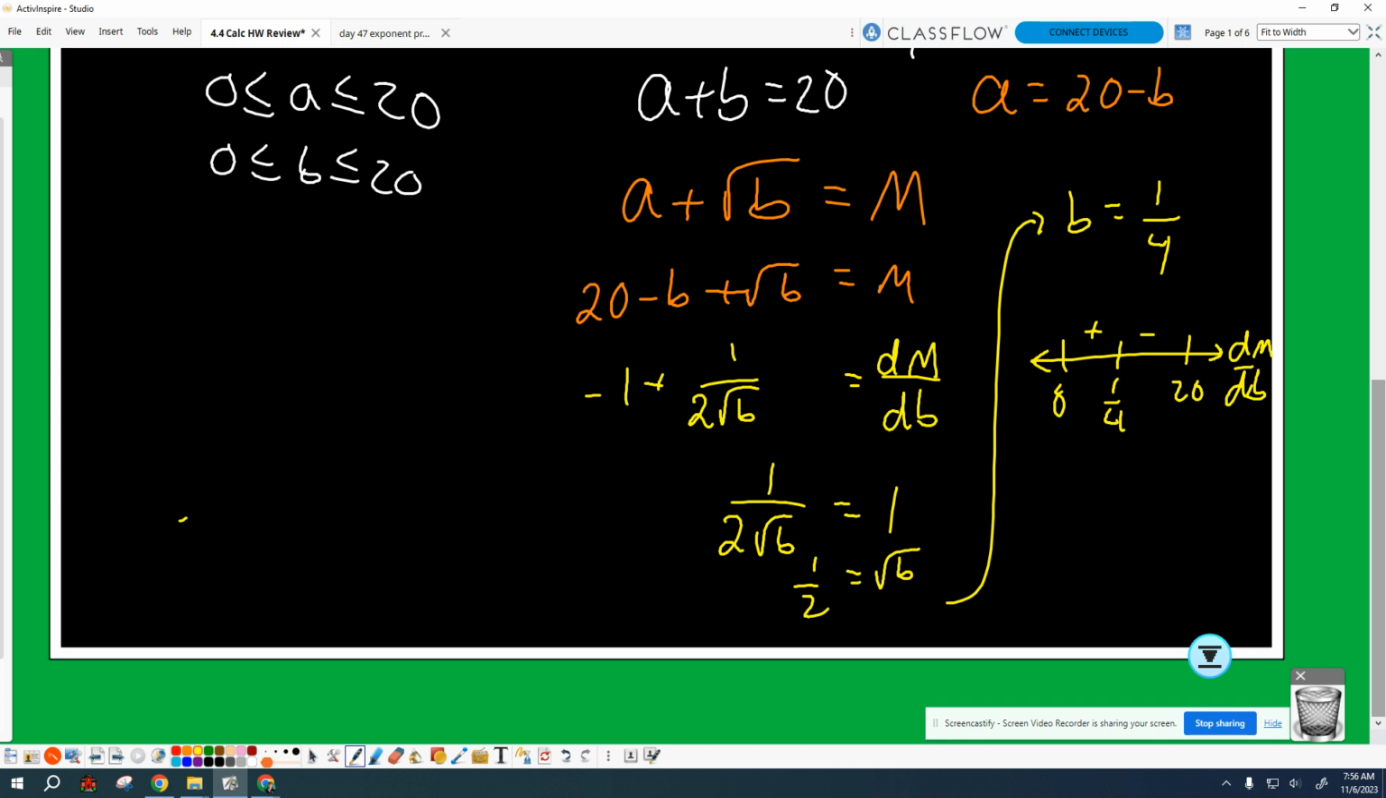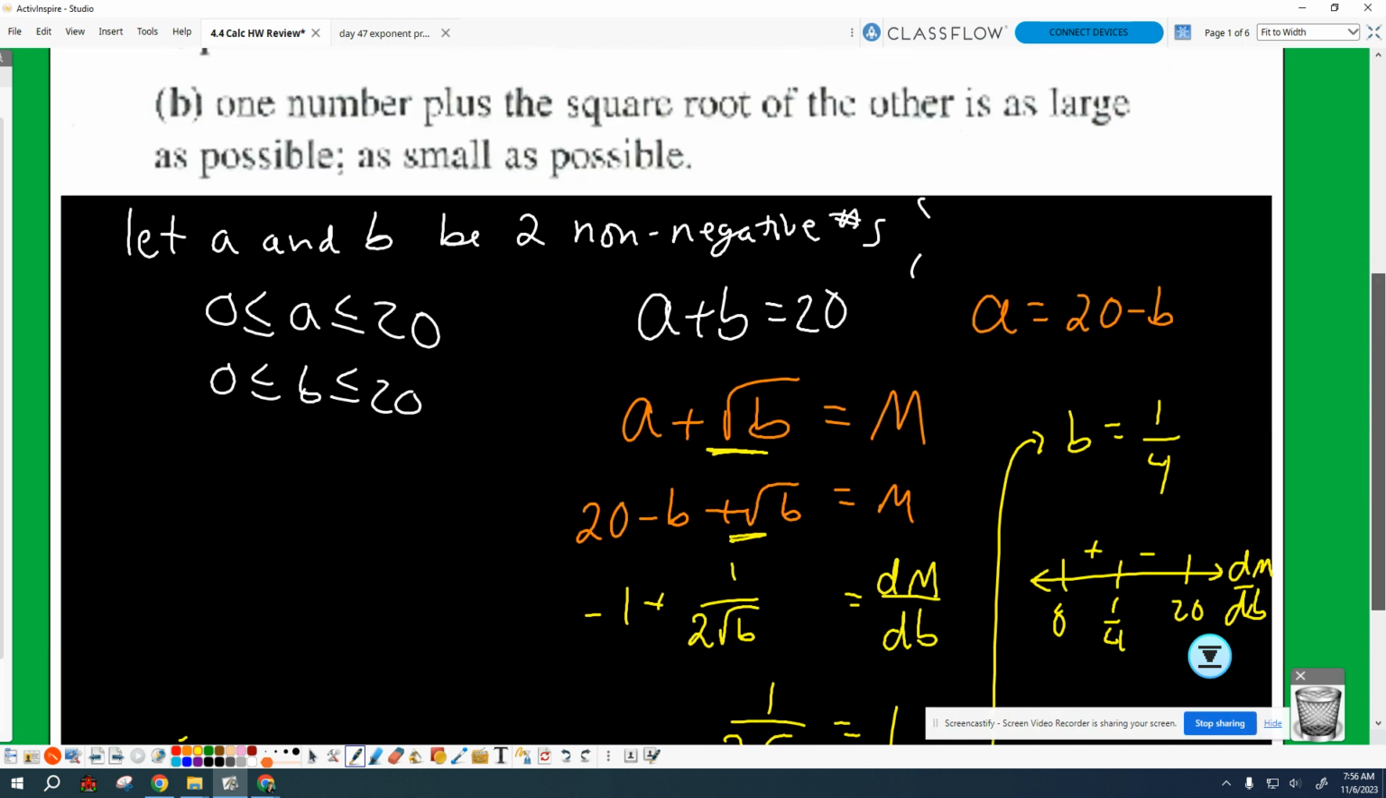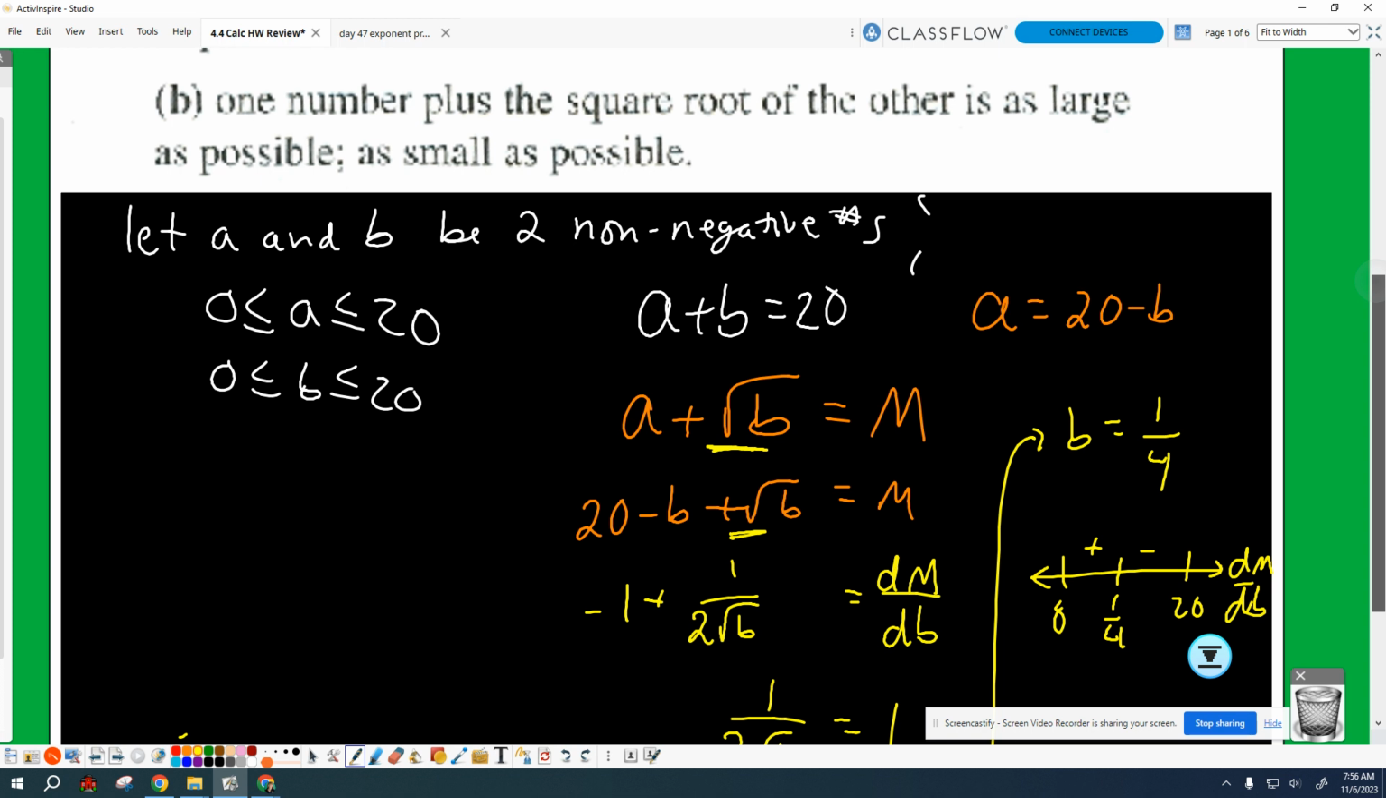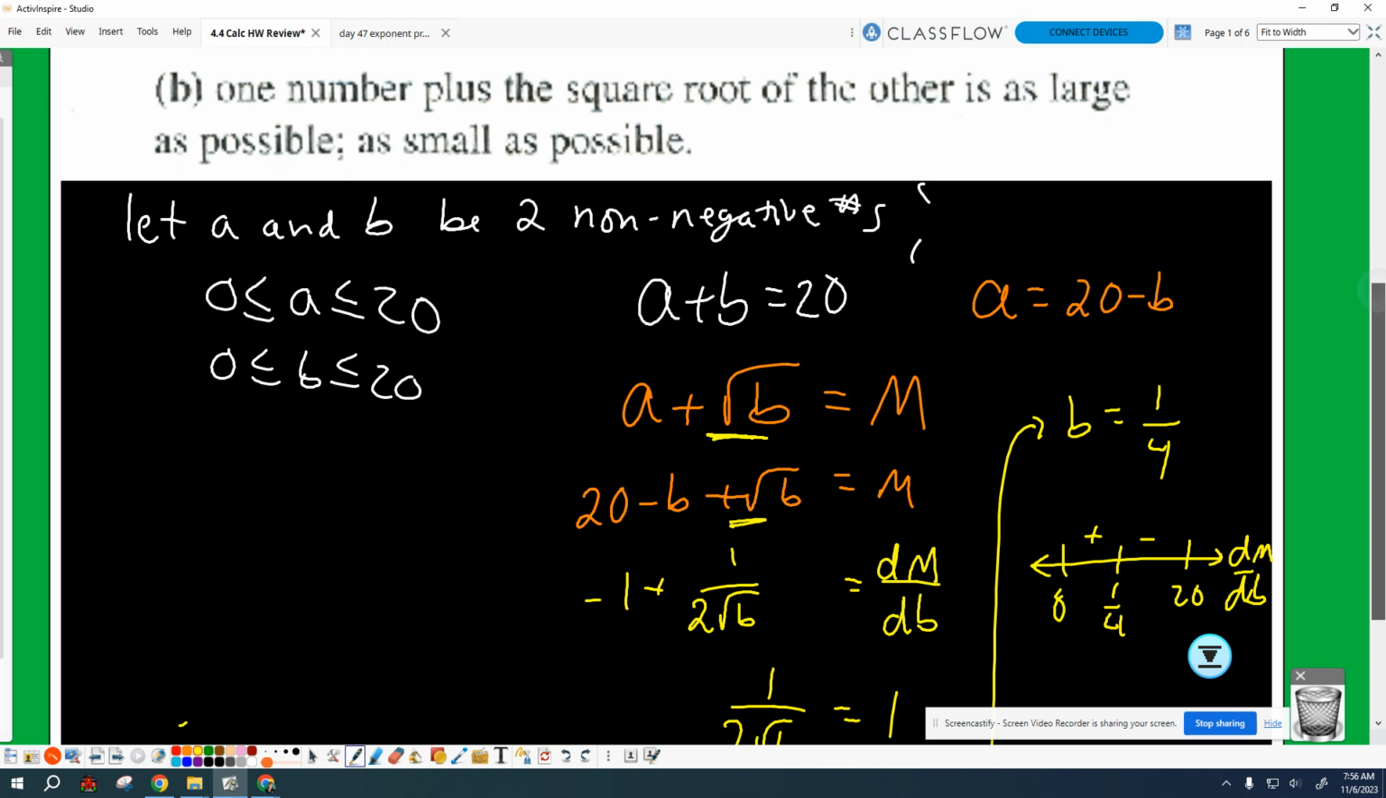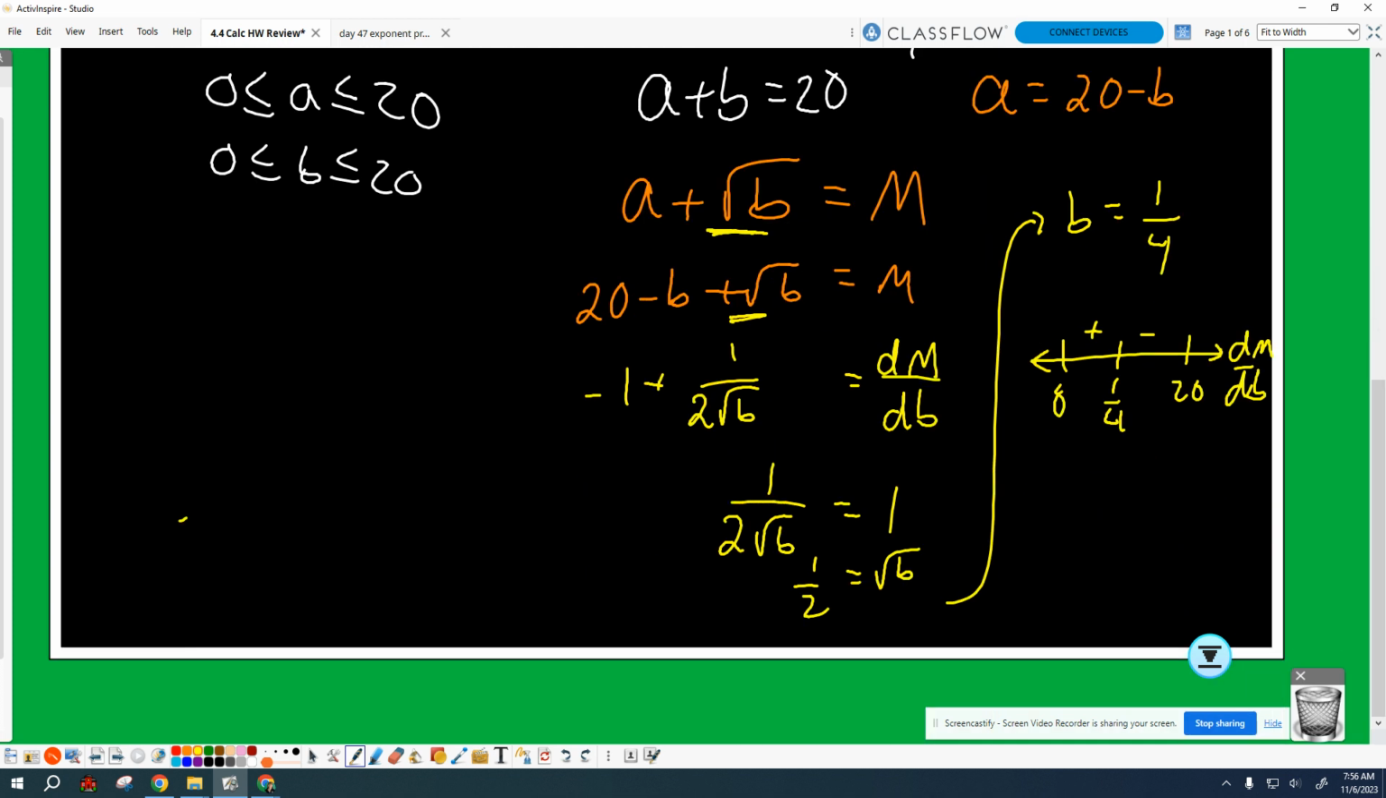Why do you want to take the positive square root? First of all, from the very beginning, I guess we put the square root in there. But the problem said non-negative numbers. So we get a maximum if the numbers are 1/4 and 19 3/4.